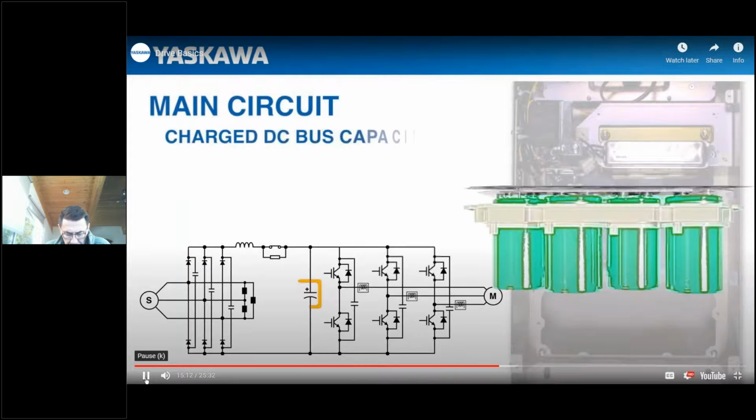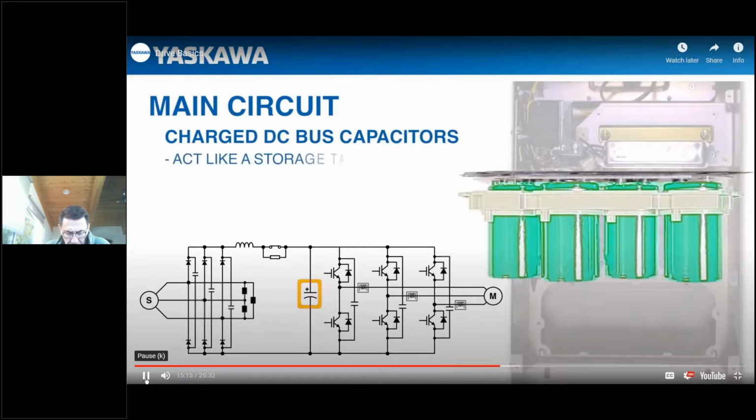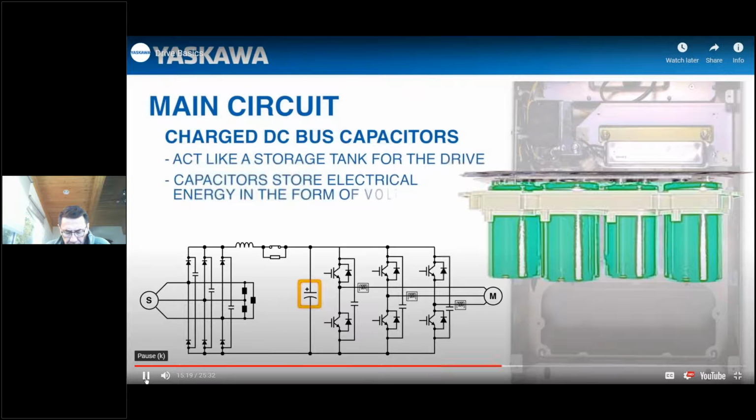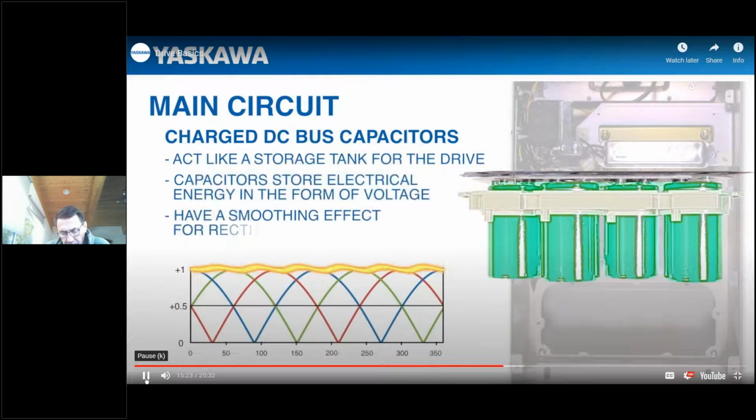Once the DC bus capacitors are charged, they act like a storage tank for the drive. The capacitor stores voltage for the system. These capacitors also have a smoothing effect for rectified power. This smoothing reduces the peaks and valleys of the three-phase incoming power that has been rectified. This reduction in ripple helps reduce the wear on the system as a whole.